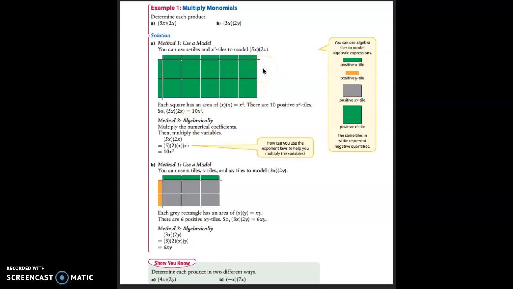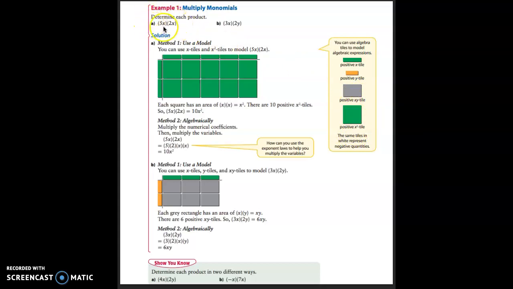This is 7.1. I have told you that you are required to know how to model multiplying monomials, and some of you are pretty confused with the tiles, and here's an explanation of what these tiles represent. This green narrow tile is positive x. This orange yellow narrow tile is positive y, and this grayish square rectangle tile is positive xy, and then this green square is positive x squared.